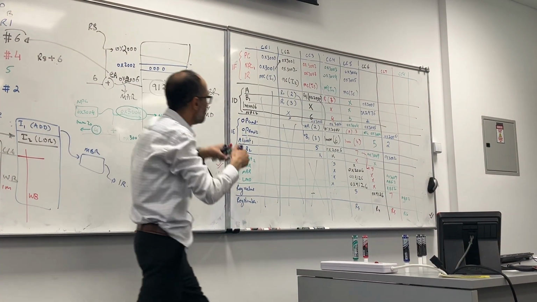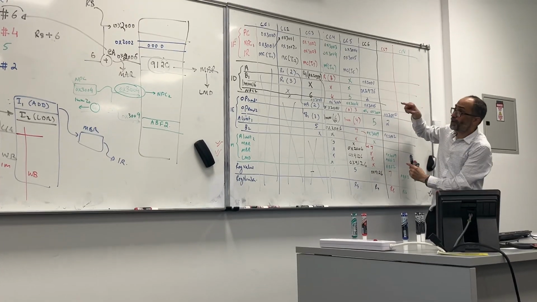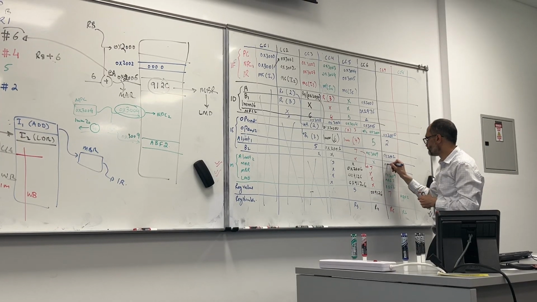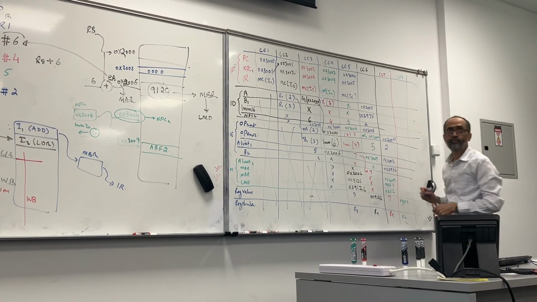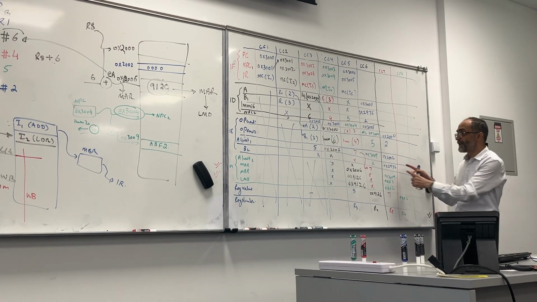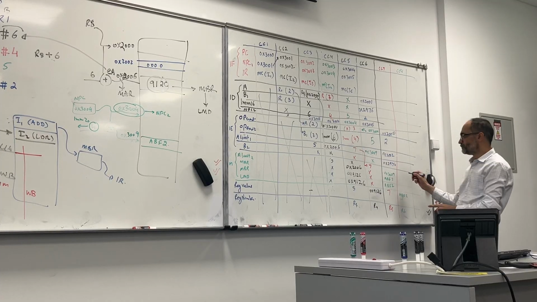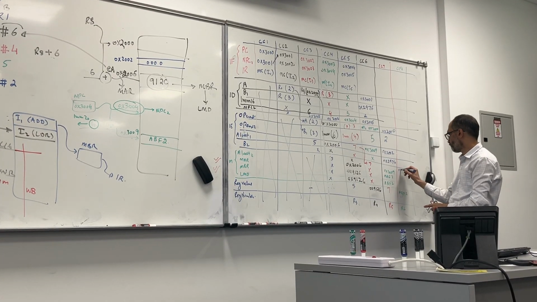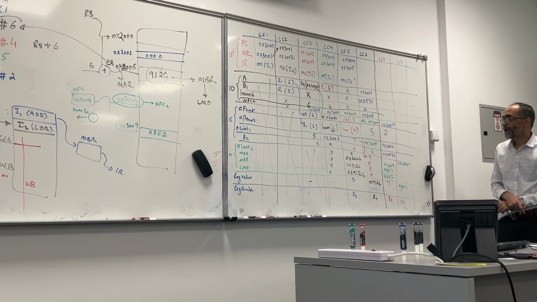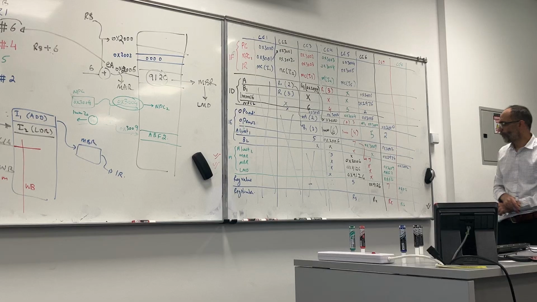Okay, now we have B1. What is the value of B1 in the previous cycle? 2976. Okay, this 2976. What is ALU out 1? 2002. This will go to ALU out 2. Got it? And from that ALU out 2.